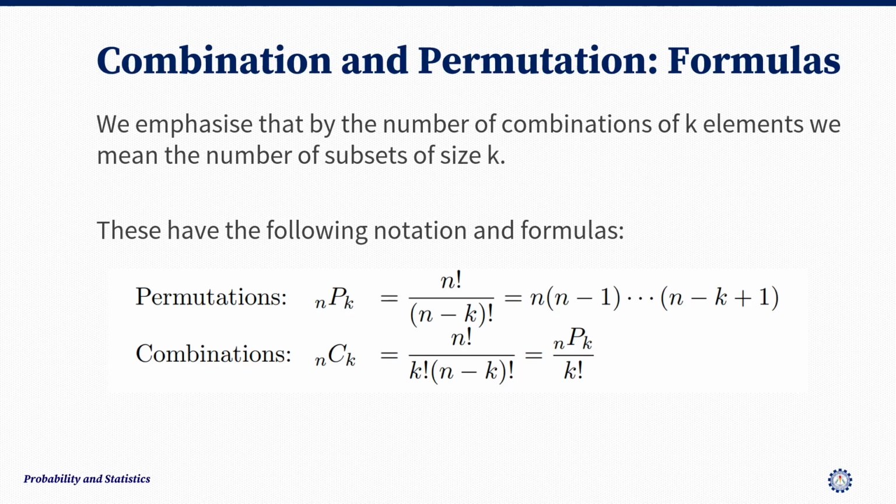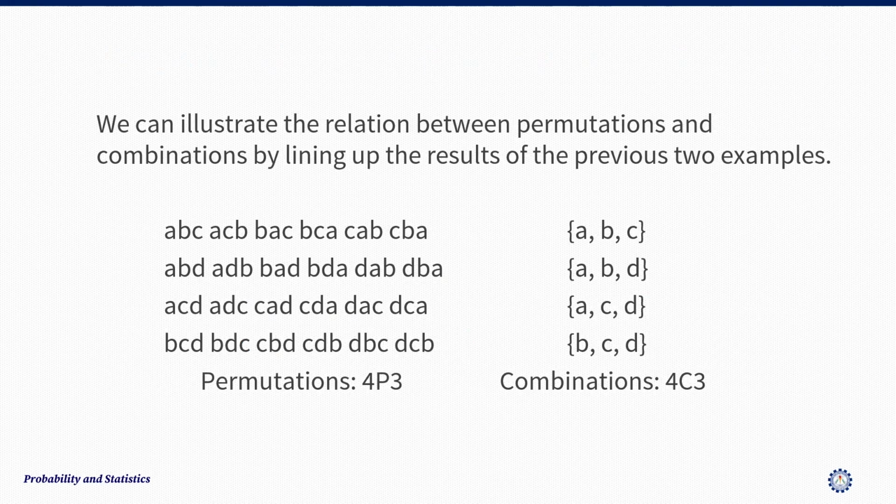We emphasize that by the number of combinations of K elements, we mean the number of subsets of size K. And these have the following notations and formulas. For permutation, we have nPk equals n factorial over (n minus k) factorial, which is equal to n multiplied by (n minus 1) until (n minus k plus 1). For combination, we have n choose k equals n factorial divided by k factorial multiplied by (n minus k) factorial, which is equal to n permutation of k over k factorial.